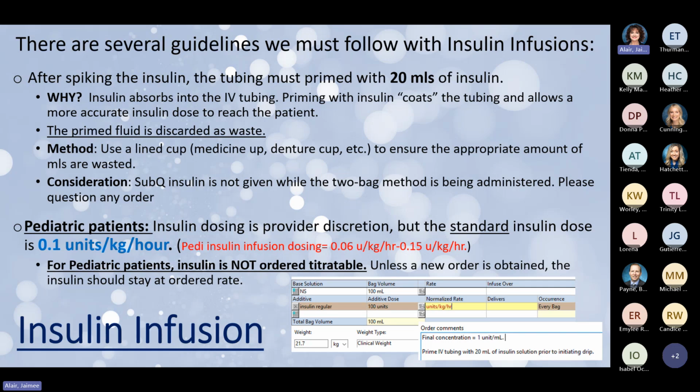When the patient is getting insulin, we should make sure that no other insulin is given. And if it is ordered, like a sub-Q insulin is ordered, we should notify the provider and ask them if they want that. Definitely question an order when there's multiple insulins ordered. So our standard insulin dose is 0.1 units per kg per hour. And then insulin is not ordered titratable, not here anyway. Whatever the physician orders it at is the rate that we keep it at.